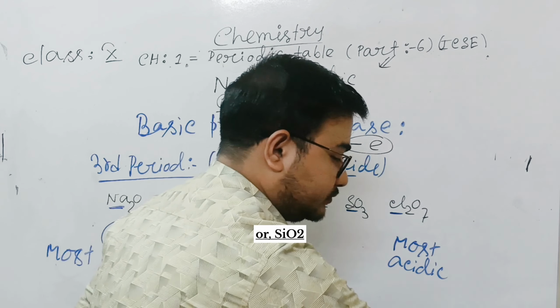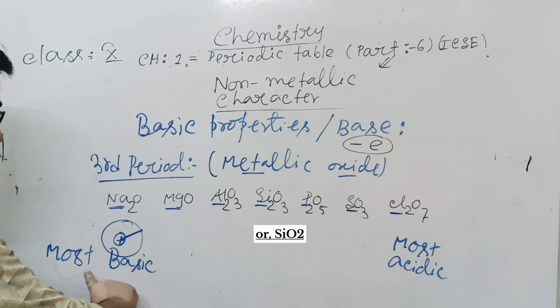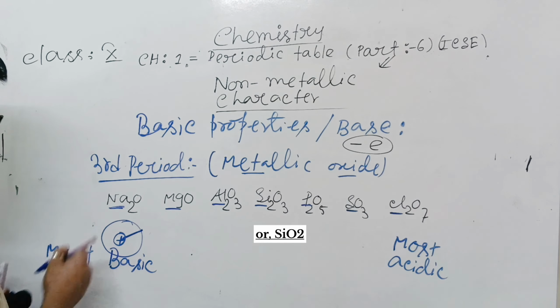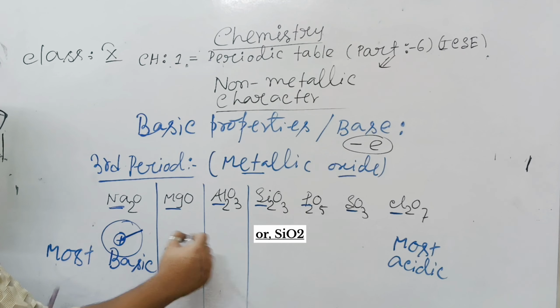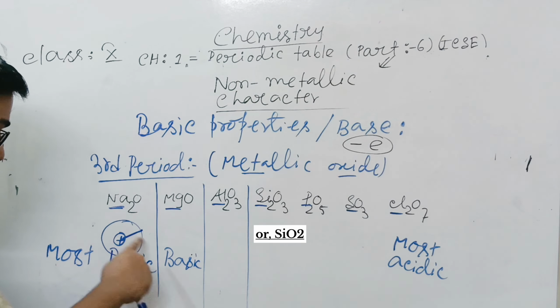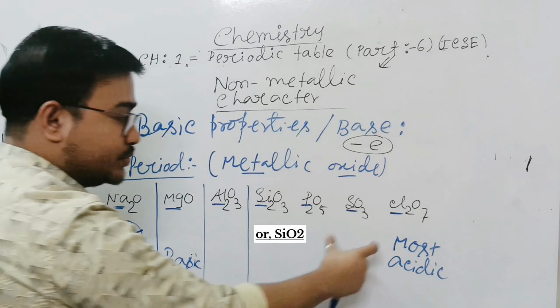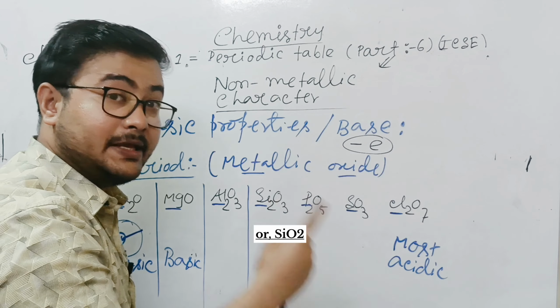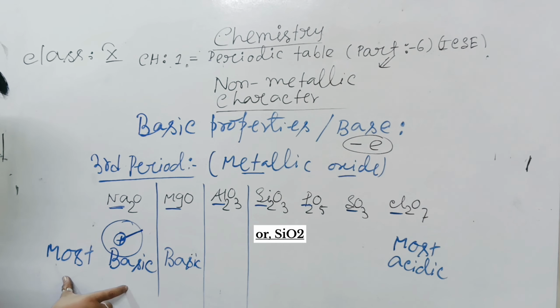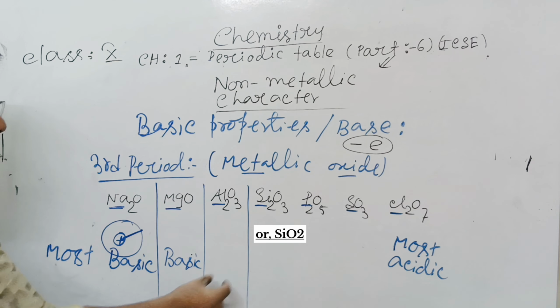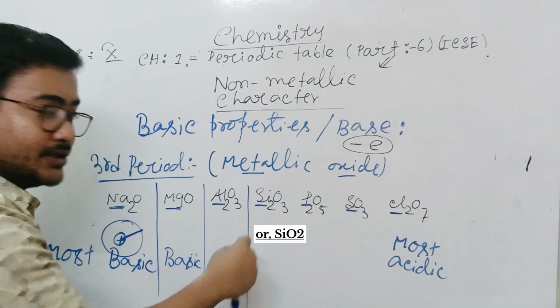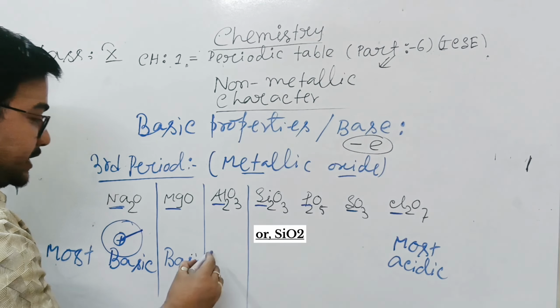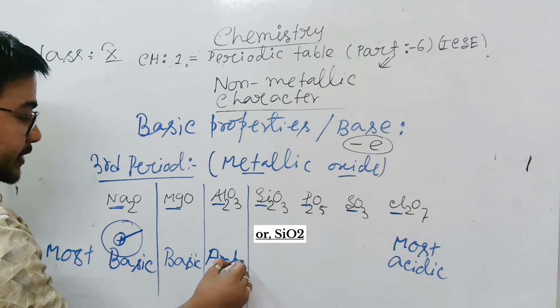Understand? Now slowly basic character decreases. It is most basic, then slowly the base is converted, like metal to non-metal, slowly this base converts to most acidic. Not instantly, slowly. First most basic, then least basic, then acidic, slowly acidity becomes most. So in between, what is it? It is amphoteric.